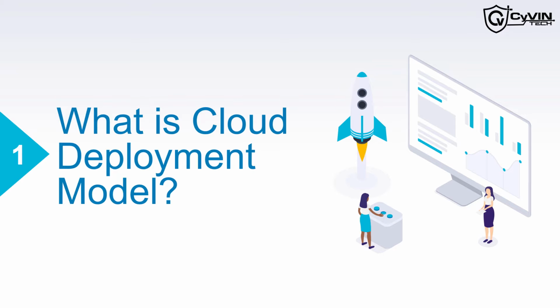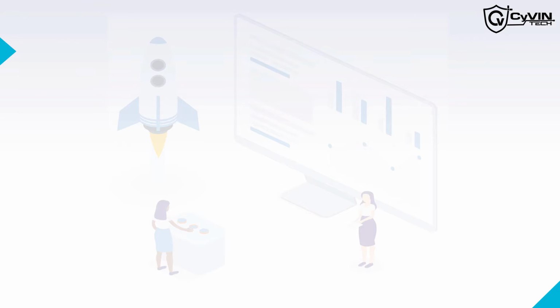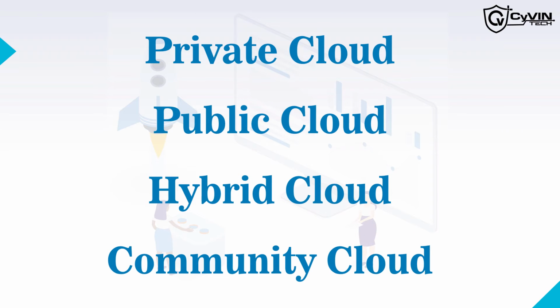A cloud model is defined according to where the infrastructure for the deployment resides and who has control over that infrastructure. It defines the specific environment parameters like accessibility, who has the rights over the resources, the deployment infrastructure and configurations, etc. There are majorly 4 deployment models which include private cloud, public cloud, hybrid cloud and community cloud.